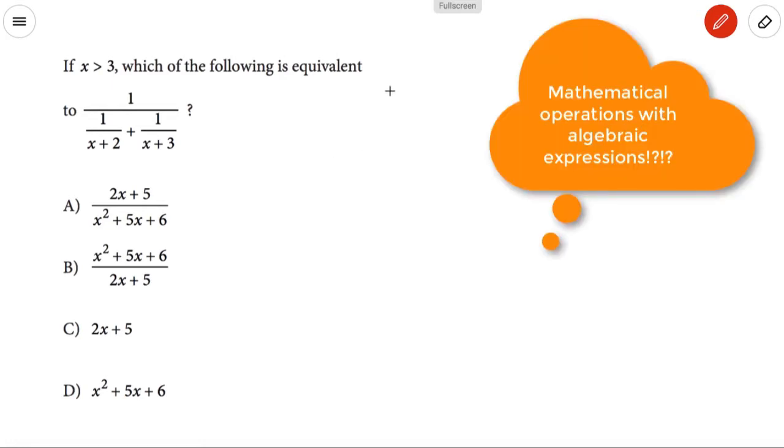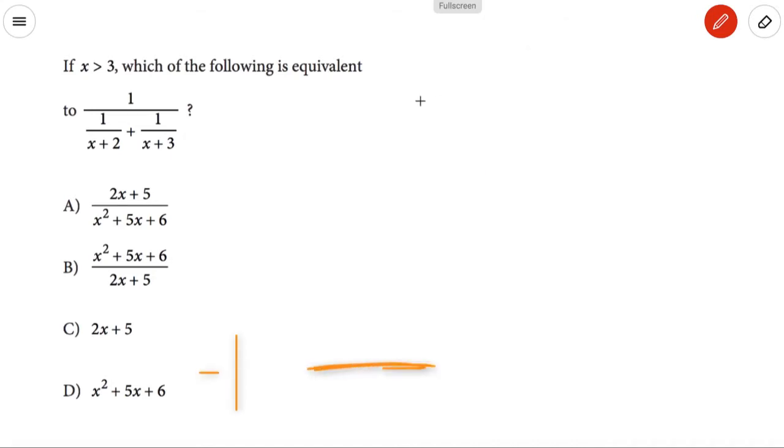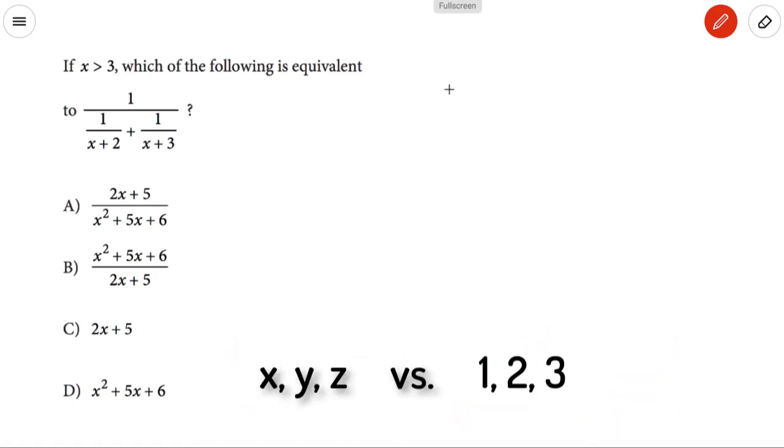Now, I know that sounds crazy. I don't want to hear anything about that. But to translate to English, what that simply means is, are you able to do things like addition, subtraction, division, and multiplication with variables instead of just with numbers like you're used to doing?